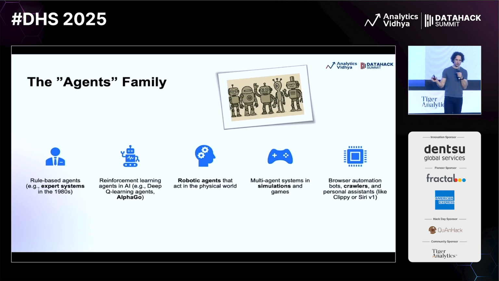This is not new. We had expert systems some time ago. Perhaps if you're as old as me, you remember. Who remembers expert systems? Okay. I am old, indeed. Anyhow, reinforcement learning, AlphaGo. Do you know AlphaGo? AlphaGo was an agent. So AlphaGo was actually using deep Q learning agents and not an LLM, but still an agent. Why do we call it agent?